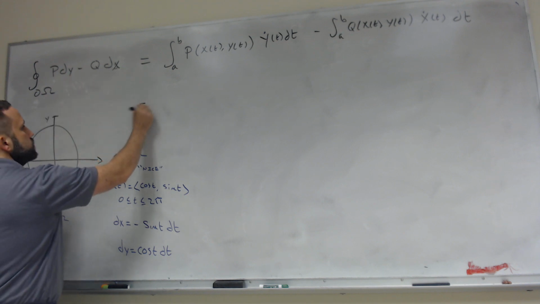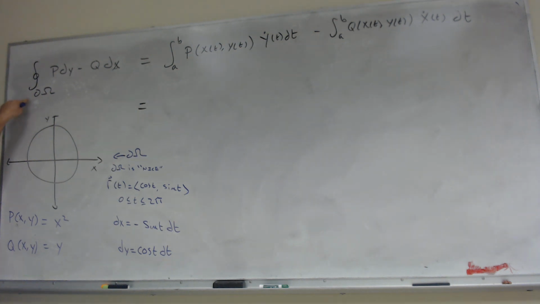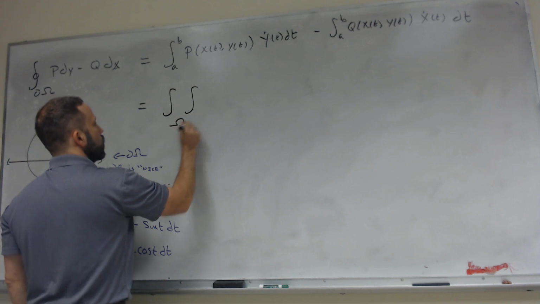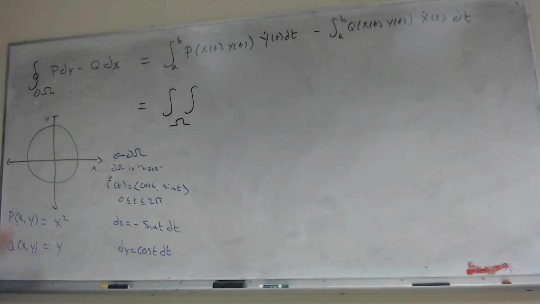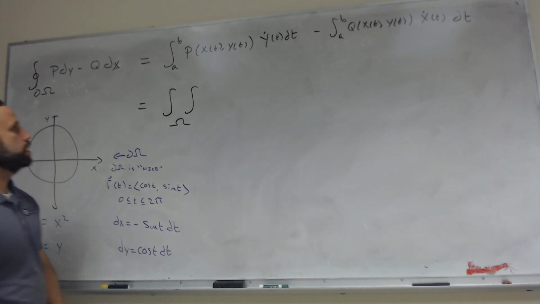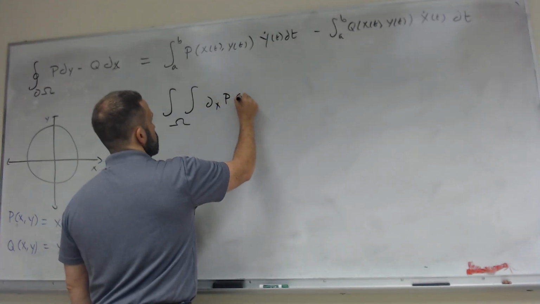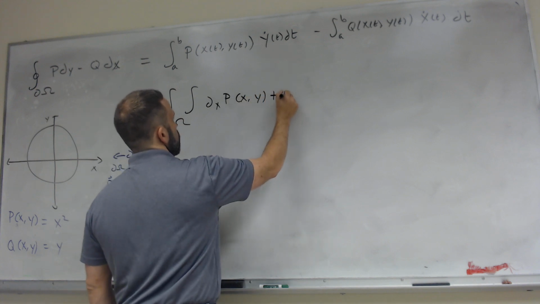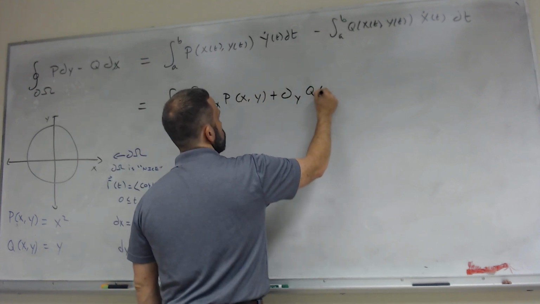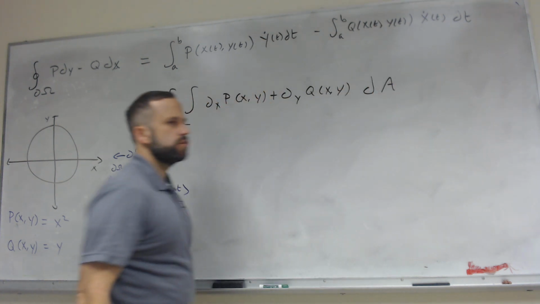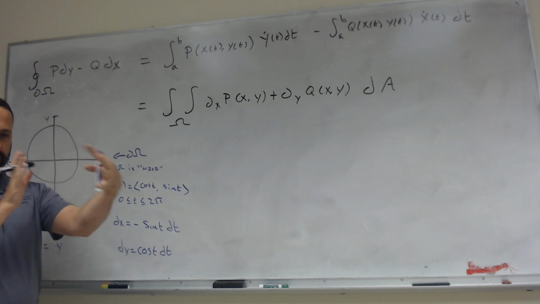All right, so by Green's theorem, this is an integral over the boundary of omega. We can write this as an integral over omega itself. So we can write a boundary integral, or a line integral, as an area integral. And the integral is going to be the x derivative of p plus the y derivative of q, and then dA here. dA is dx dy, the integrating in the plane thing.